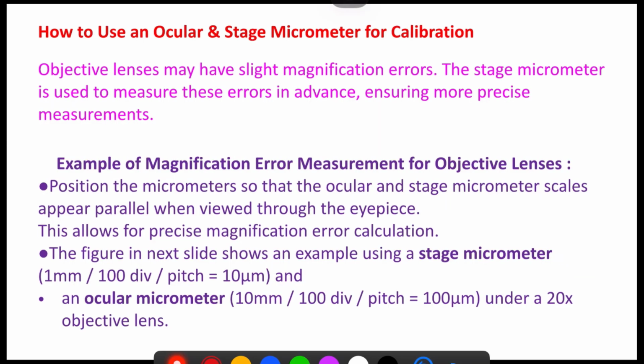Now we want to calibrate. So how will you calibrate the objectives? Here we have to use both the ocular and stage micrometer for calibration. As we know, the stage micrometer has 1 millimeter divided into 100 divisions, so each division is 10 micrometers, and the ocular micrometer has 10 millimeters, so each division is 100 micrometers.